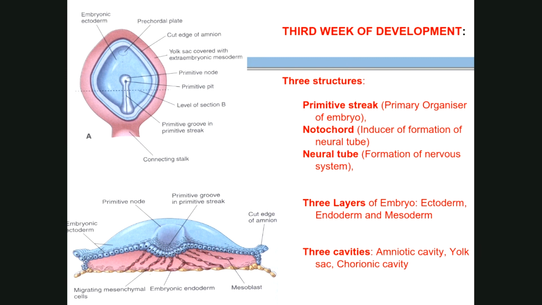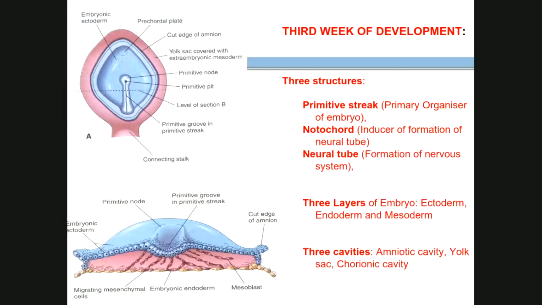So ultimately, we need three important structures during the third week of development. That is the primitive streak, which is the primary organizer and is required as the first step of development to form further structures; the notochord, which is responsible for formation of the neural tube; and the neural tube itself, which forms the nervous system. So these are the three structures we develop during the third week. We'll discuss in detail in successive slides how these structures change and what anomalies can occur.